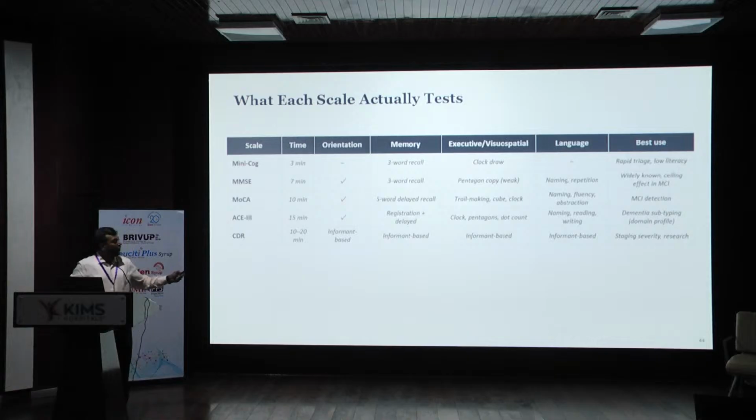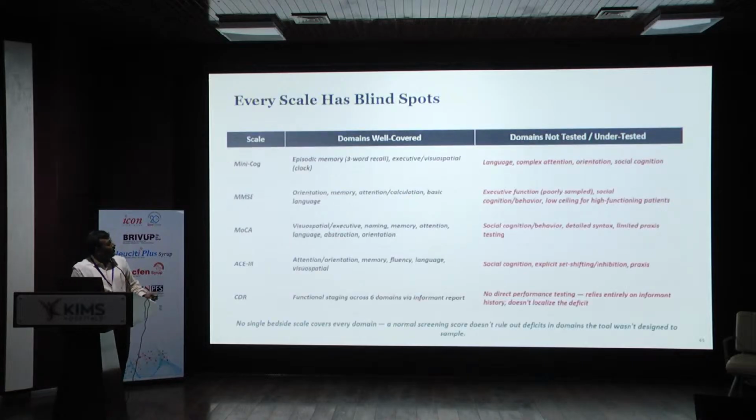So, in short, Mini-Cog helps us assess memory and executive function. MMSE covers memory, executive function and language. MoCA covers orientation, memory, executive function and language. ACE and CDR cover most of them. So MoCA and ACE cover most of the cognitive domains. MMSE covers most, but it is not effective in diagnosing frontotemporal or visuospatial problems. So every scale has blind spots, as I mentioned earlier.